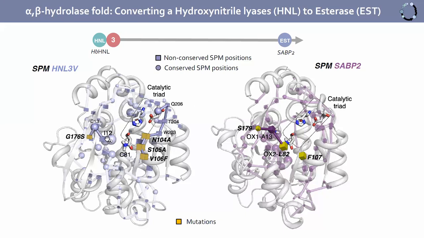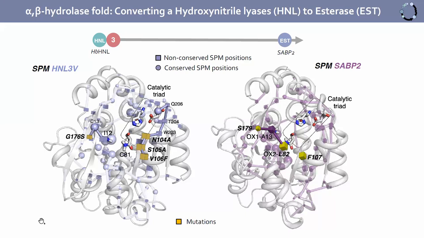So the oxyanion, the potential oxyanion residue, is not connected to position 82, okay? And also the connection between this residue and position 176 here is not direct. So it's through this conserved point here. So we decided that two potential mutations could be this serine and this leucine here.